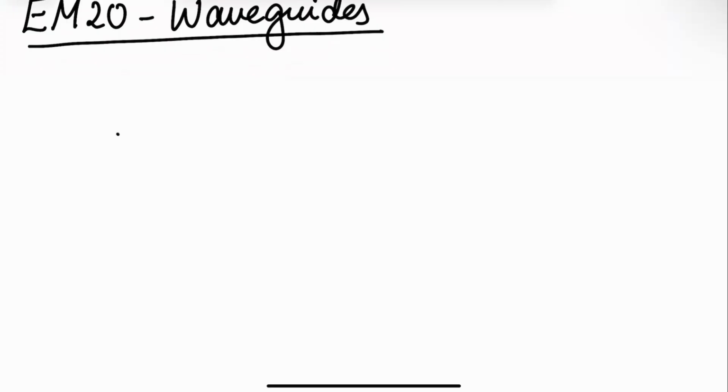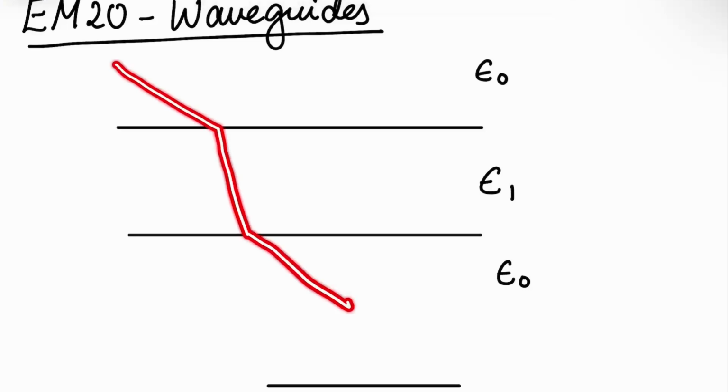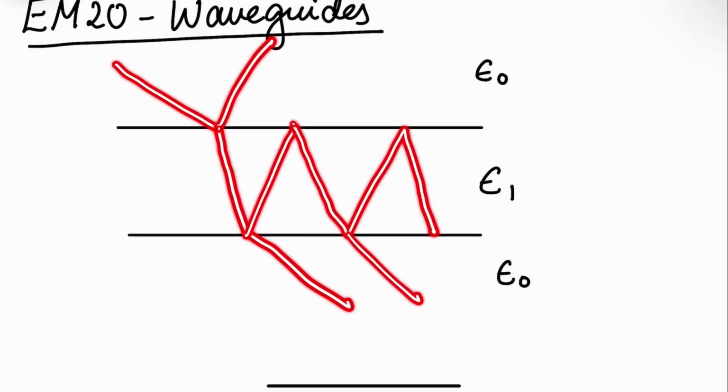Okay, so if I go back and draw that same Fabry-Perot picture, I have two interfaces. Let's say I have a dielectric medium here, epsilon 1. This is epsilon naught and epsilon naught. It can be anything, it doesn't matter. And we said that if I have a wave coming in here, then part of it goes in, comes out, and then there's reflection. And then there's reflection here, and so on. And at each reflection, there is some transmission as well.